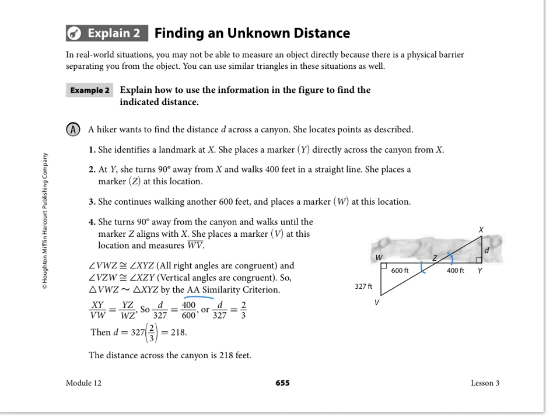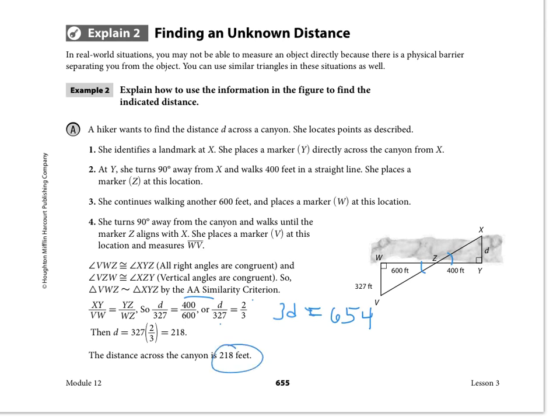So we're starting with D to 327, or XY to VW, is equal to 400 to 600, or YZ over WZ. And since 400 to 600 does reduce, notice they reduced it to 2/3, that's going to make my life a little bit easier when I cross multiply. So we are simply going to have 3D equals 654 when I cross multiply that 2 times 327 there. And then dividing by 3, we're going to get 218.